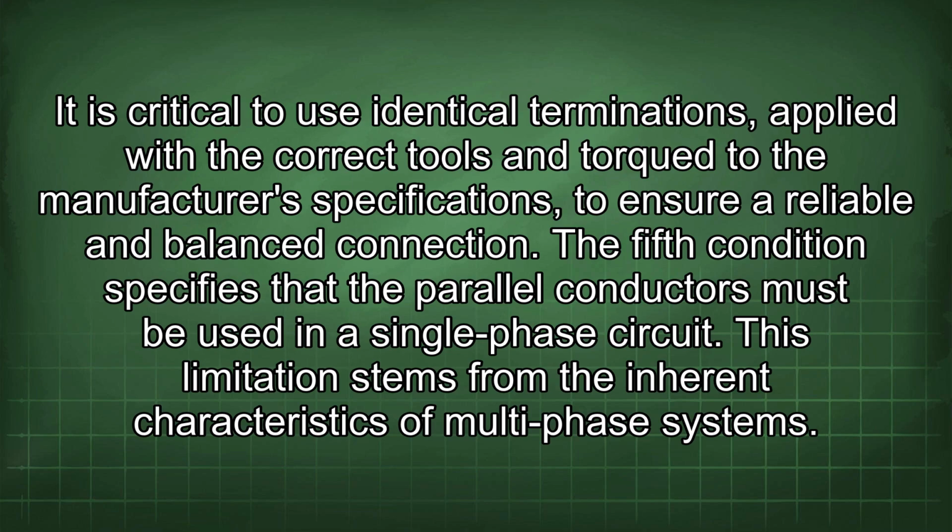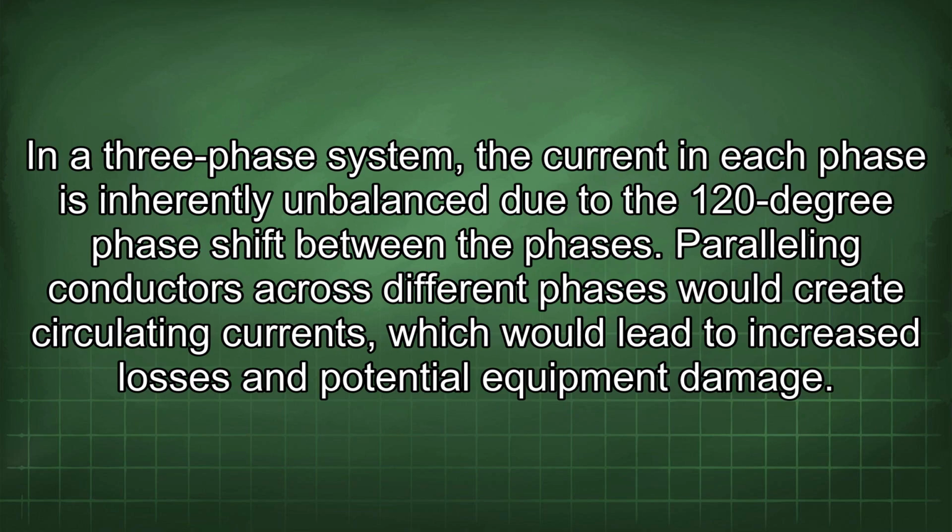The fifth condition specifies that the parallel conductors must be used in a single-phase circuit. This limitation stems from the inherent characteristics of multi-phase systems. In a three-phase system, the current in each phase is inherently unbalanced due to the 120-degree phase shift between the phases. Paralleling conductors across different phases would create circulating currents, which would lead to increased losses and potential equipment damage.